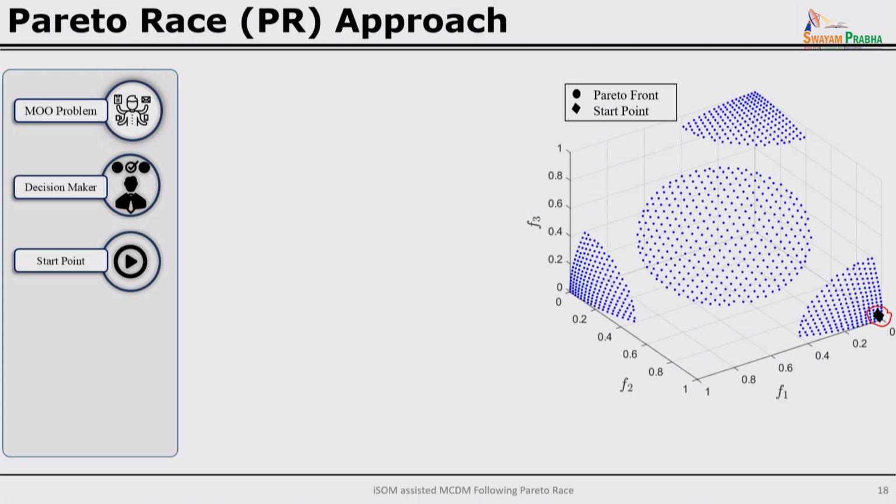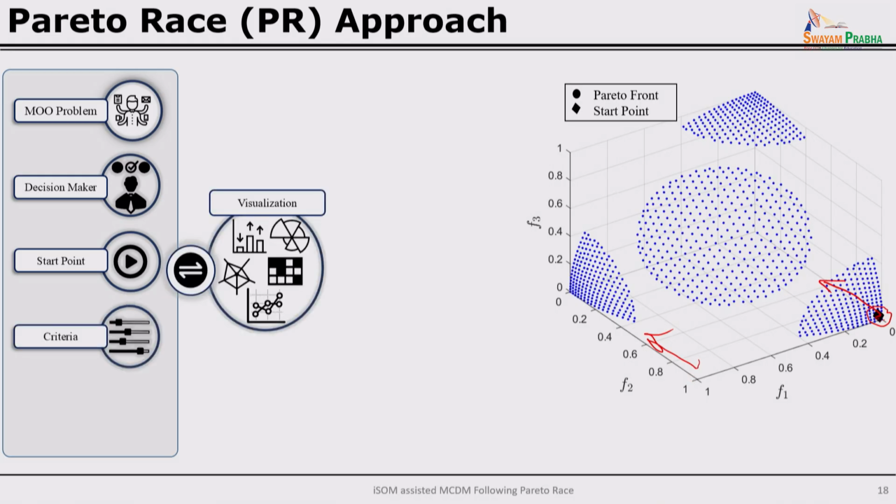For example, if I take this particular point, it has very low F1 value, very high F2 value and very low F3 value. Maybe the decision maker says, okay, I don't like the F2 value, I want to change it. So they can give some direction like this. When they move in this particular direction, the F2 value starts improving. So now it is 1, which is the maximum, it will improve. This is called a criteria, basically which objective function they want to improve and which objective function they want to compromise. So this is the criteria.